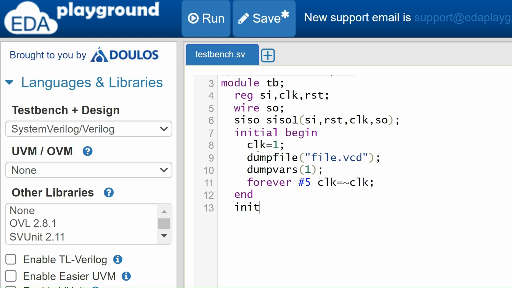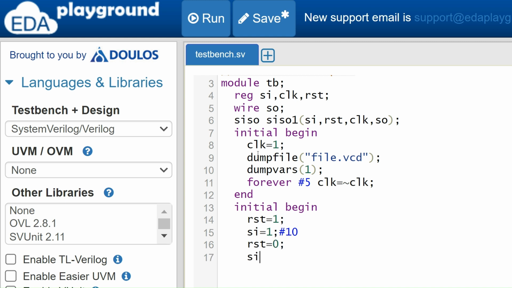Now I am again giving the test inputs. Now we will give the serial inputs. Initially I will consider reset equal to 1, so whatever the output is, I will give SI, and now I will give some time delay, like 10. Now I am considering reset equal to 0.